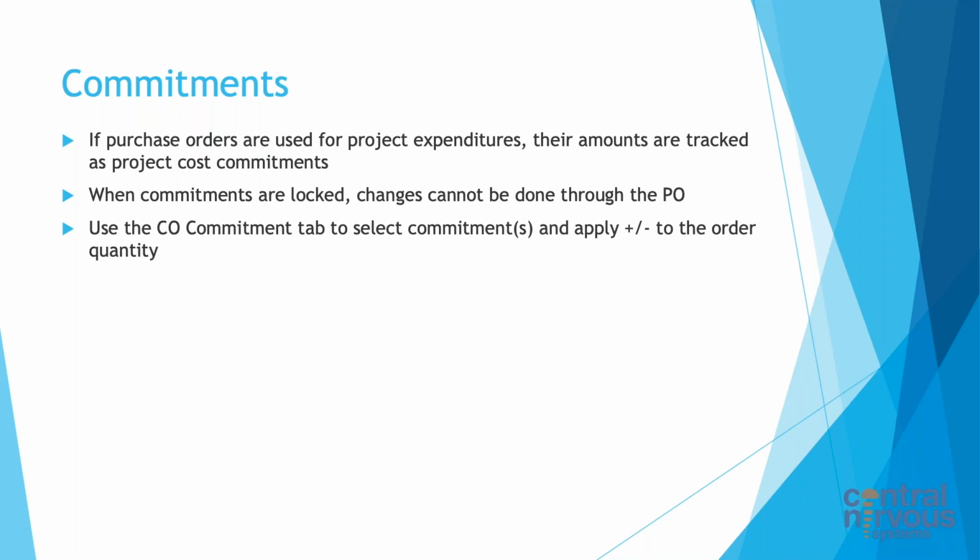Using the CO commitment tab, you can select the commitments, apply a plus or minus to the order quantity, make that adjustment, and go through the approval process that we talked about for a change order. We can do that for our commitments as well, and that gives us additional approval, visibility, all that kind of thing that we want to have in place.